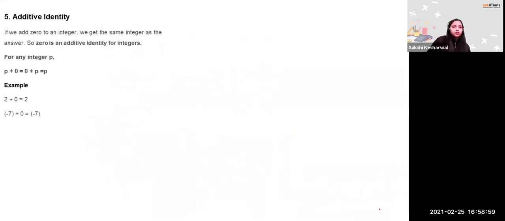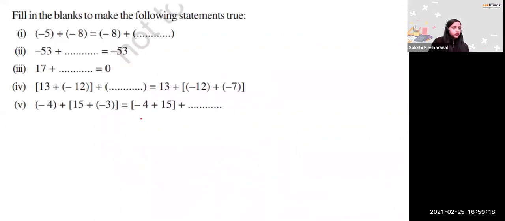Right, coming to additive identity. So we did the additive identity. I told you, if we add 0 to an integer, we get the same integer. So 0 is called the additive identity of an integer. So we did this right now also. That is 2 plus 0 is what? 2, and minus 7 plus 0 is what? Beta, 0, right? So this we have done.